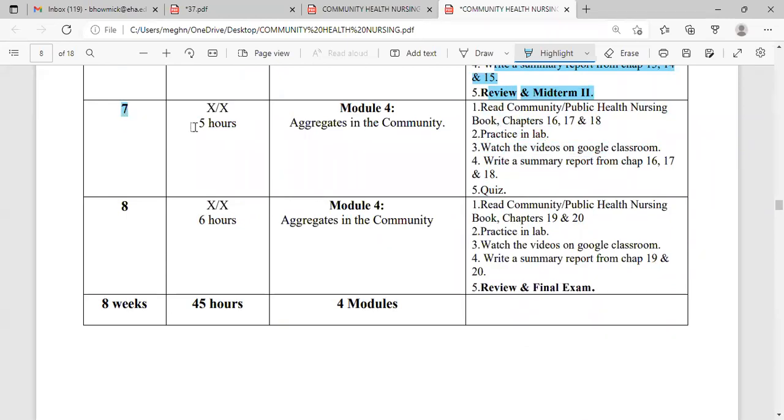Week 7, 5 hours, module 4. It is basically aggregate the communities. Chapters 16, 17, 18. Practice the lab, watch the videos in Google Classroom, and make a summary report from the same chapters 16, 17, 18, and then sit for the quiz.